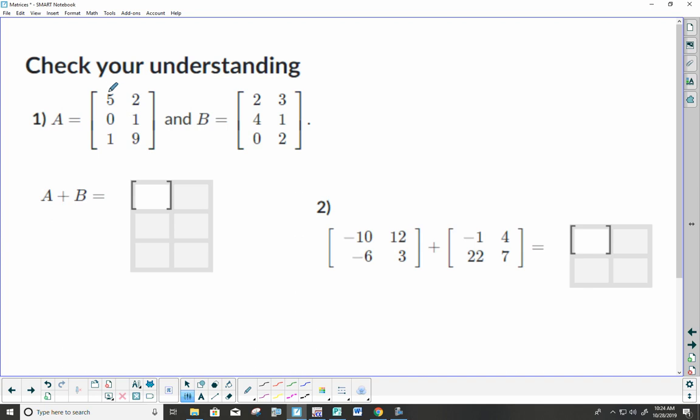Okay? 5 plus 2 is 7. 2 plus 3 is 5. 0 plus 4 is 4. 1 plus 1 is 2. 1 plus 0 is 1. 9 plus 2 is 11. I'll go a little faster through this one. I'm just not sure if you guys need extra help with this. So negative 10 and negative 1, and you're adding, so negative 11. 12 and 4, 16. Negative 6 and 22 is 16. 3 and 7 is 10. Okay?